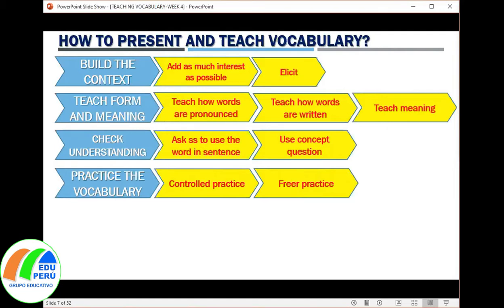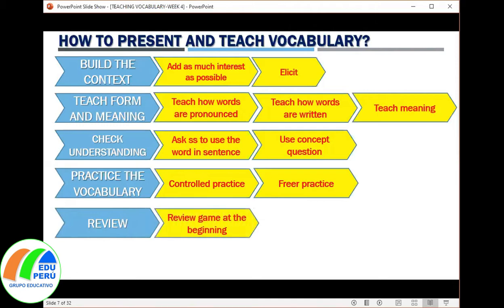Freer practice, so you give them the opportunity to use words with any other pattern, with any other context. That's why here it says freer practice. So we have two ways in order to practice the vocabulary, in a controlled way or in a free way. Another one is the review. You could use review games at the beginning of a class, or you could use them in order to recap these words at the end of a class. So you could use them at the beginning and also at the end of a class.